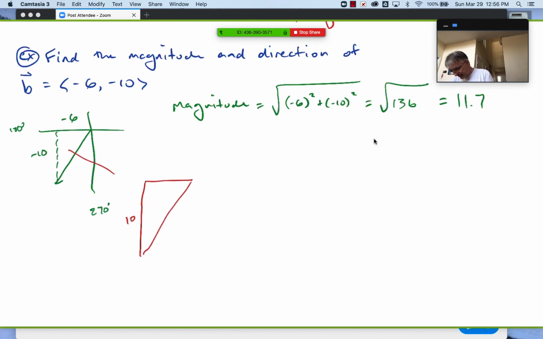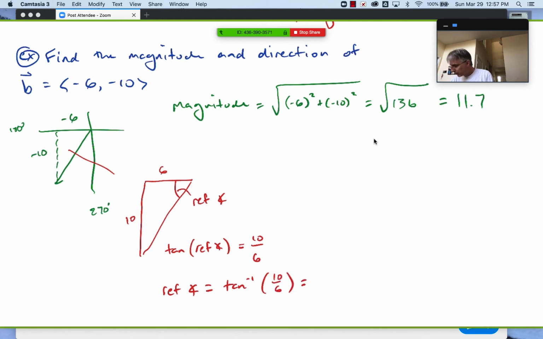And so what I mean by that here, I'm going to take this triangle and say that side's 10, that side's 6. I'm just looking at the right triangle, so I don't care about pluses and minuses. I'm looking for this angle, the reference angle. And what I know is that the tangent of the reference angle is opposite 10 over adjacent 6. And so the measure of the reference angle is going to be the inverse tangent of 10 over 6, which now I use my calculator and get 59 degrees. So this right here is 59 degrees.